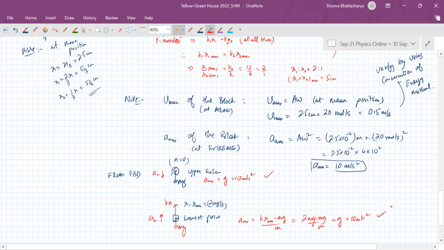also shows us that our calculation of omega and amplitude is correct, because the free body diagram, which has nothing to do with SHM, which is just Newton's law application, is giving us the same result for maximum acceleration as we are getting from the SHM parameter. That maximum acceleration has a magnitude of amplitude into square of omega. So this is another important aspect of this particular type of question.